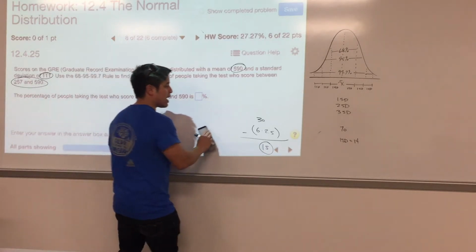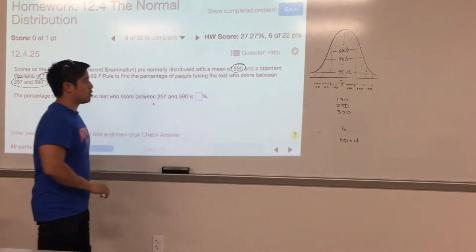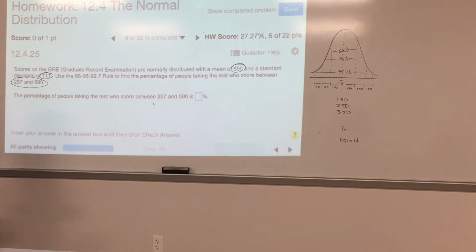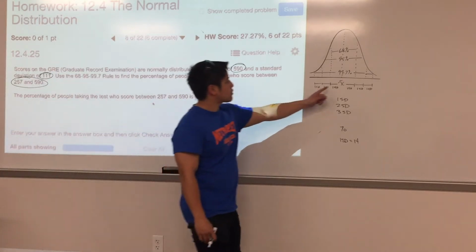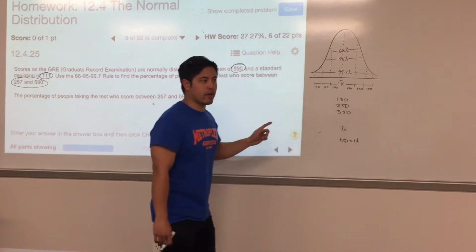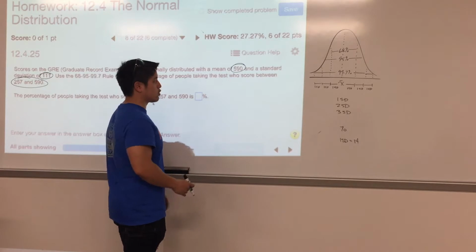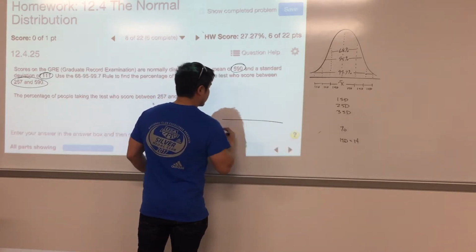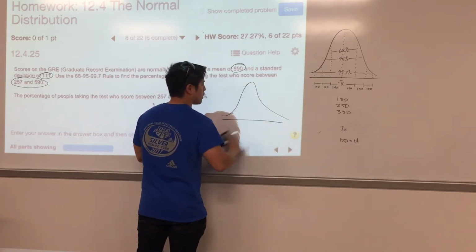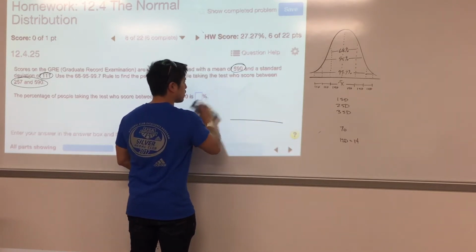Well, this no longer is asking for what's 1 standard deviation out, 2 standard deviations. So how would we figure out this one? How would we figure out the percentage of people taking the test, knowing that if we go 1, 2, 3 standard deviations out, we can figure out the range? Why don't we just draw a picture of what's going on, shall we? So here's our situation.